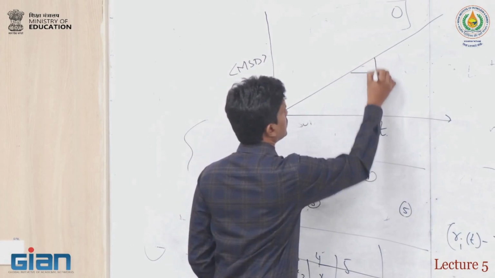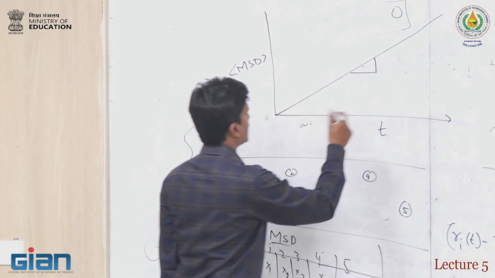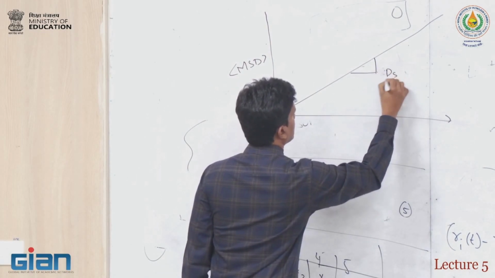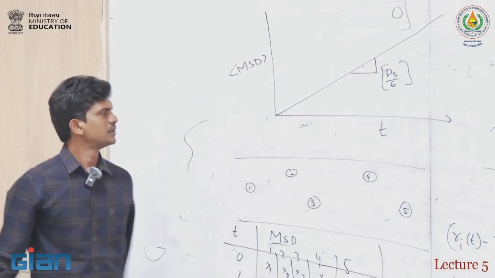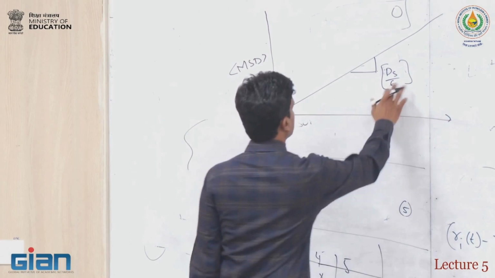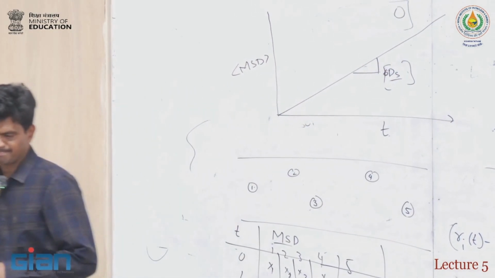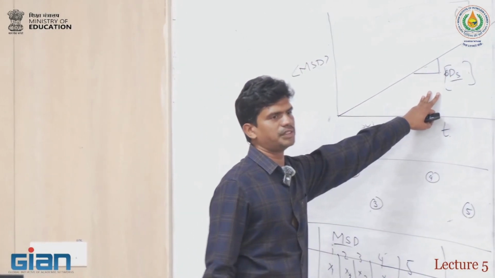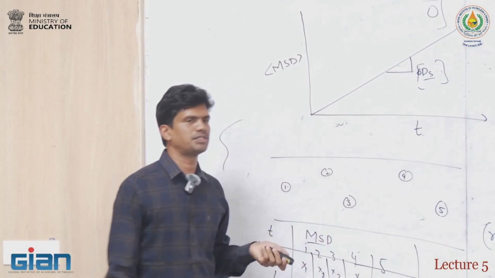So from the slope, you can get 6 times D, right? So from this we can calculate the self-diffusivity. So this is one way to calculate the diffusivity.